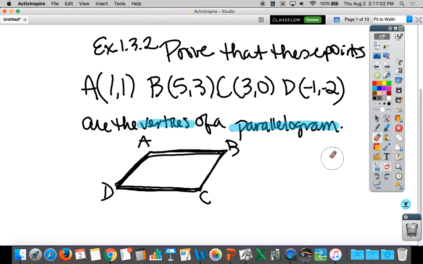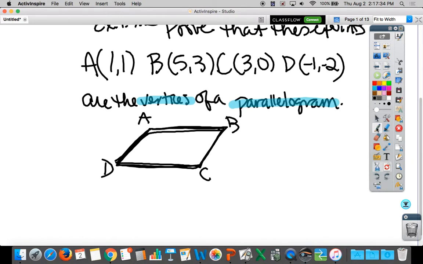What else could we use? What is something else we could use? Slope. Because if this slope is equal to this slope, and this slope is equal to that slope, then I have a parallelogram. Can y'all do those skills? I hope so. Let me do the distance one real quick because I feel like that one needs more attention given to it. All right, hold on just a minute.